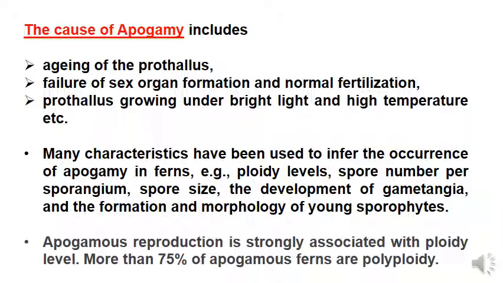Then, what are the consequences of apogamy? Now apogamy leads to ploidy, an increase in spore numbers per sporangia, changes in spore size, and affects the development of gametangia and the formation and morphology of young sporophytes.